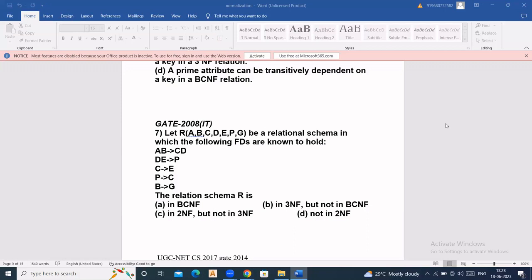Whenever they ask you, na, they have given many options. First of all, check for 2NF. If it is satisfying 2NF, then check for 3NF. Okay, if it is satisfying 3NF, then only check for BCNF. If it is not satisfying 2NF, answer is 1NF. Not satisfying 3NF, answer is 2NF. Okay, so first क्या check होगी 2NF, then 3NF and then BCNF.